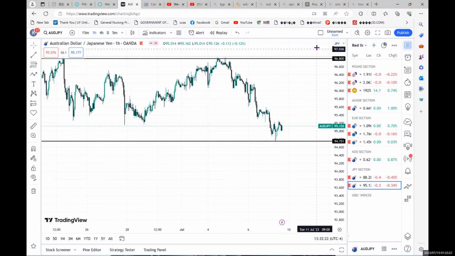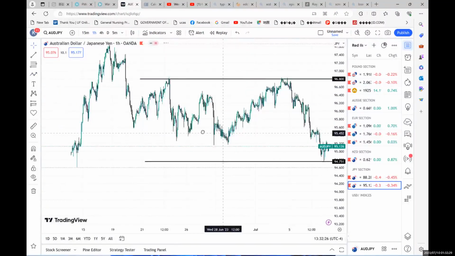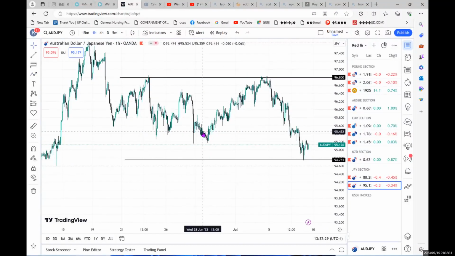So yeah, these are all the pairs that I will be looking at for this week. You can see the analysis is pretty much simple. I don't really take long to analyze the chart. I don't stay long. And that's it.